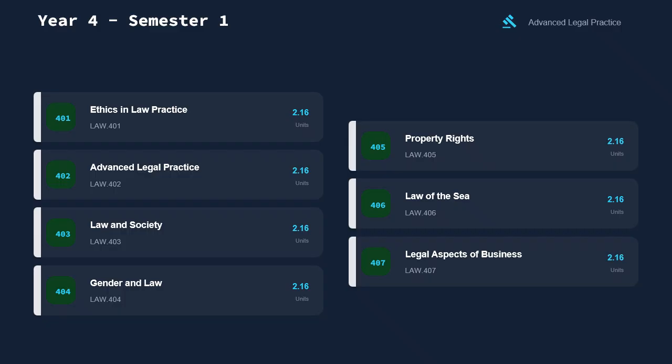Real-life example: a final project might involve advising a startup on entity selection, fundraising, and IP strategy, combining multiple business law skills. This mirrors real-world counseling. Practical application: students should practice integrated legal business thinking.